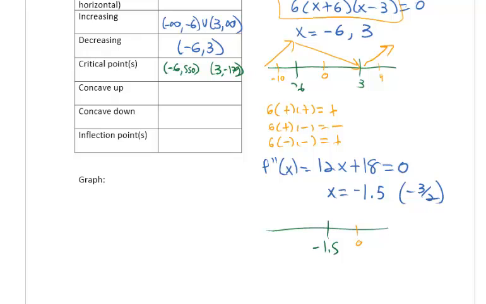We'll test something over here, maybe 0. 12 times 0 plus 18 is a positive, so it's concave up to the right. Plug in negative 10. 12 times negative 10 plus 18 is negative. It's concave down to the left. So, for the concavity, concave up from negative 1.5 to infinity, concave down from negative infinity to negative 1.5. The inflection point is at negative 1.5, comma, plugging negative 1.5 into the calculator, we get 185.5.